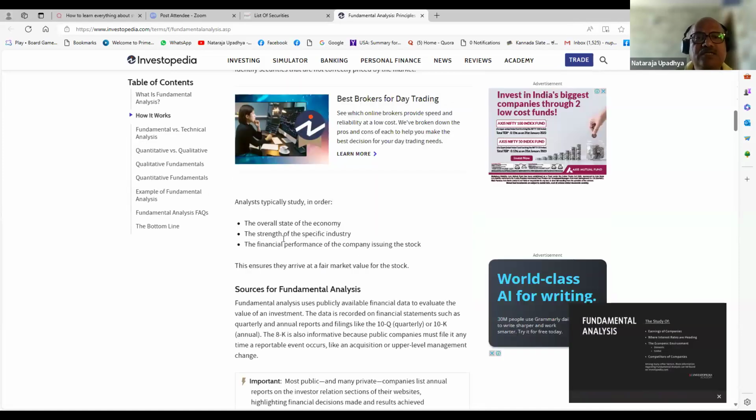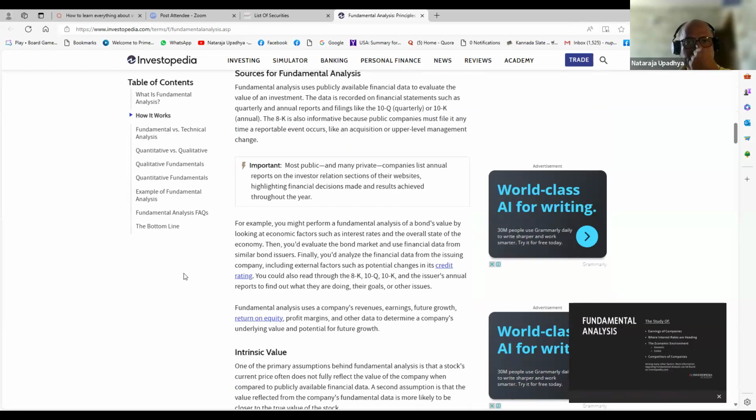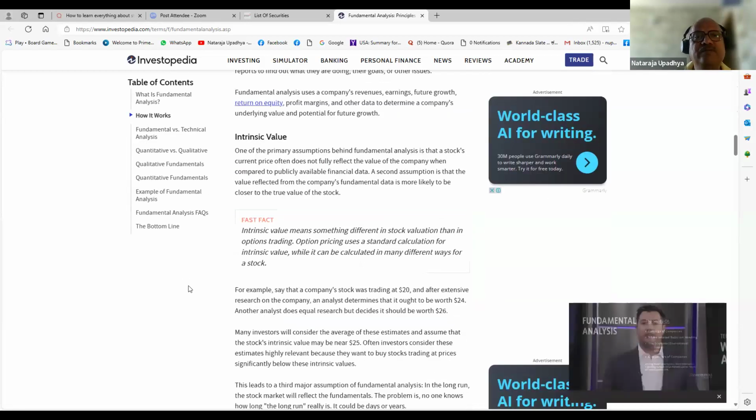See, you need to understand the overall state of the economy, strength of a specific industry, and the financial performance of the company. These are the three important aspects of that. And today with the web, you can get all this information.